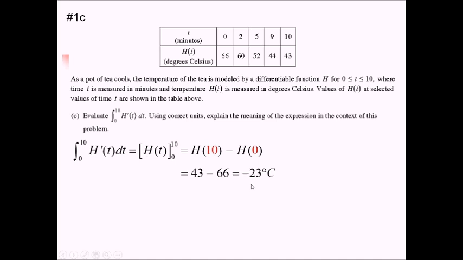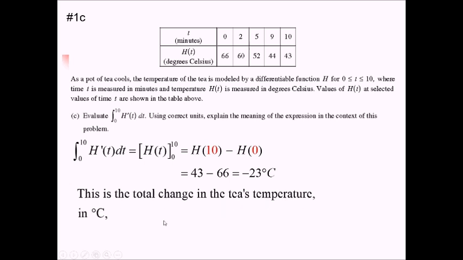So what does this actually mean? Because that's another part of this question. Well, this represents the change in temperature. If you're taking the rate of change of temperature and integrating it, you're getting the total change in temperature. And this is the tea's temperature, because there's a biscuit later on in this problem, so I'll be specific here: total change in the tea's temperature in degrees Celsius from 0 to 10 minutes.